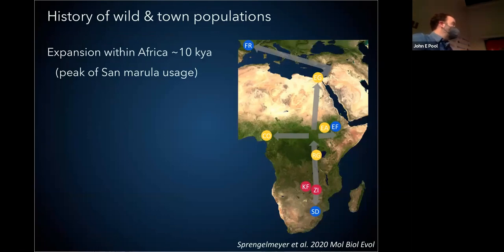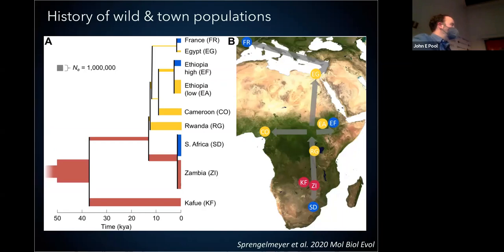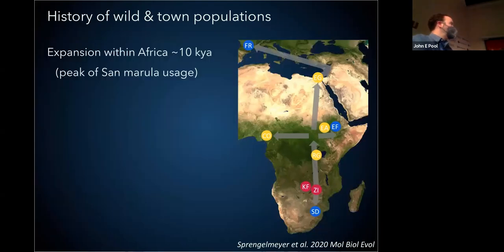So first, of course, there's an expansion within Africa. I'm color coding the more ancient populations from the ancestral range in red here. And so roughly 10,000 years ago is when we give birth to the yellow populations on this map. And so this entails an expansion through Central Africa and beyond, even crossing the Sahara not long after.